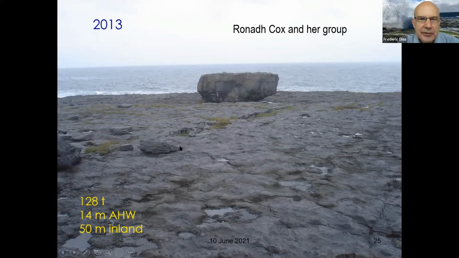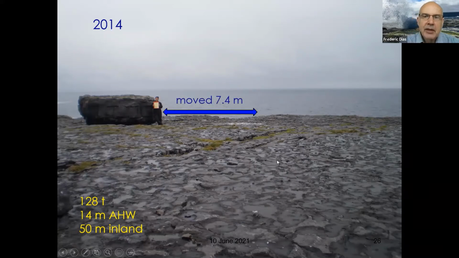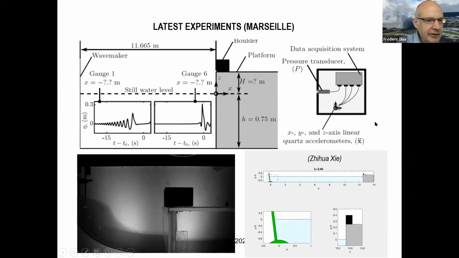So this is this boulder in the summer of 2013, 128 ton, 14 meter above the high water mark, and 15 meter inland. And then she came back the winter after that, and the summer after that. That was after the bad winter of 2013-2014, storm after storm. And this is the same boulder, and you see some white here, and actually there is evidence that it moved by almost 8 meters. So this is the last slide here, so there will be time for questions.